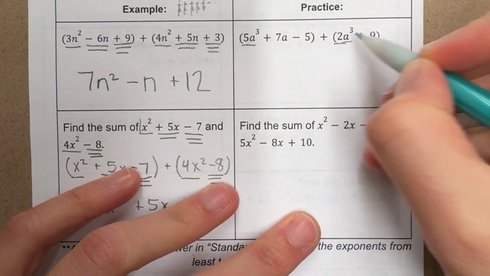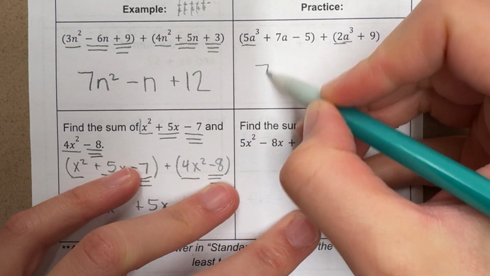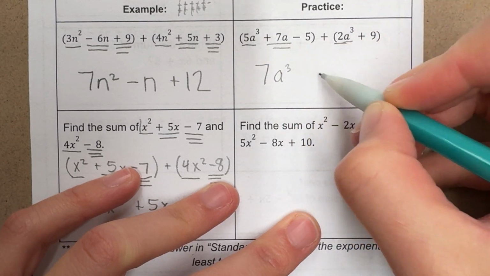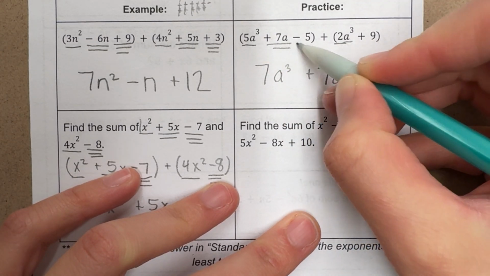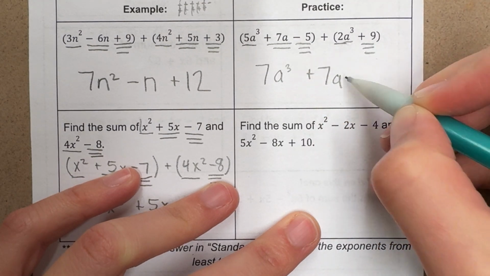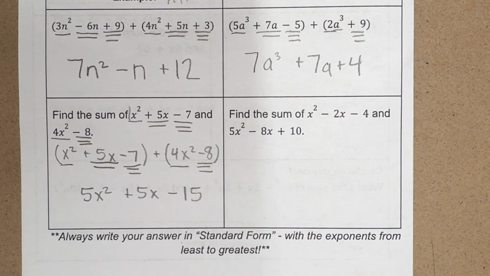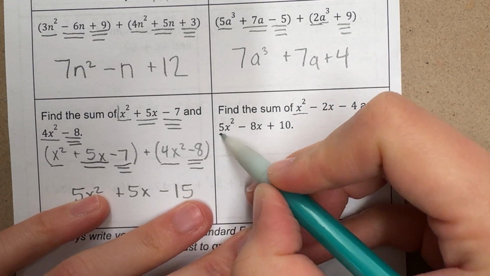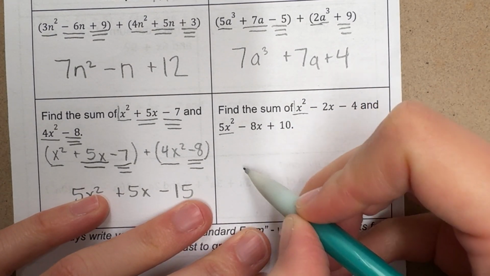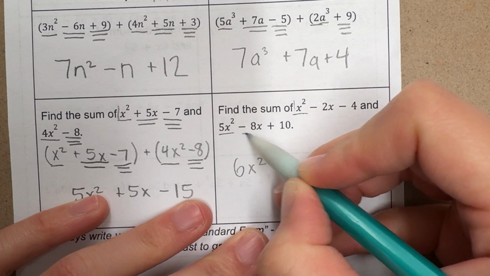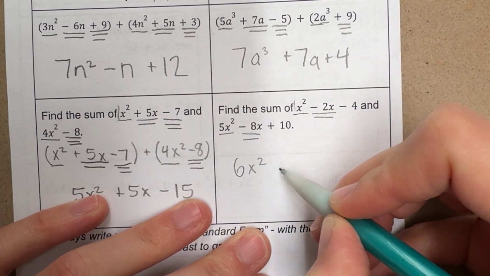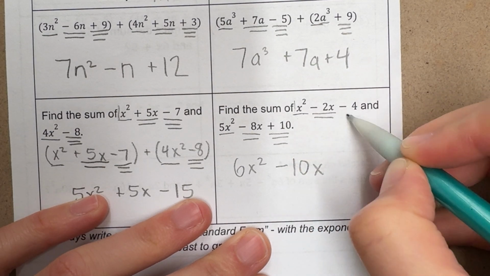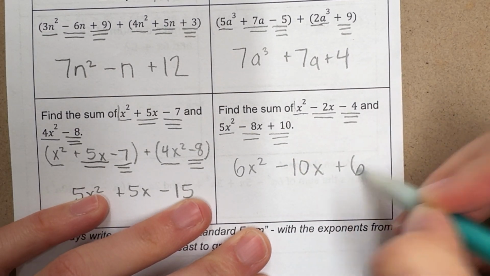This was 5a to the third plus 2a to the third, 7a to the third. Make sure you catch that's a 3, not a 2. This one doesn't have any like terms. And then negative 5 plus 9 is positive 4. Okay, sorry about that. And then over here, I'm not going to rewrite it. I'm going to just find my like terms. This is 5x squared plus 1x squared. That's 6x squared. Negative 8 minus 2 is negative 10, right? 8 negatives, 2 more negatives. And finally, 10 minus 4 is positive 6.